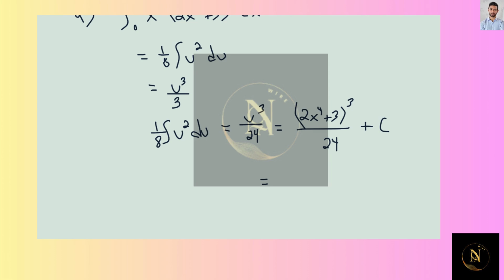Let's see, that would be 5 cubed is 125 over 24, minus when you plug in 0 would be 3 cubed, which is 27 over 24, which is 98 over 24, or 49 over 12.